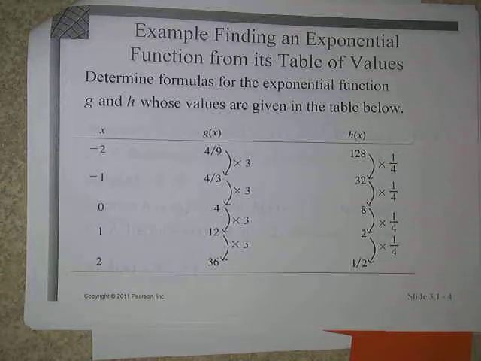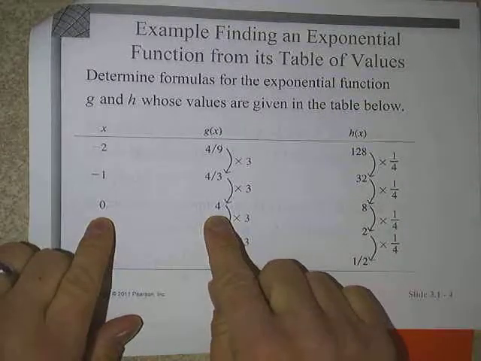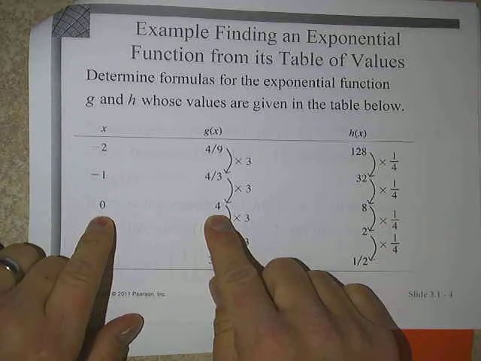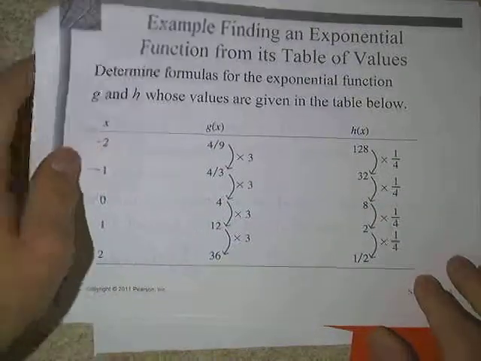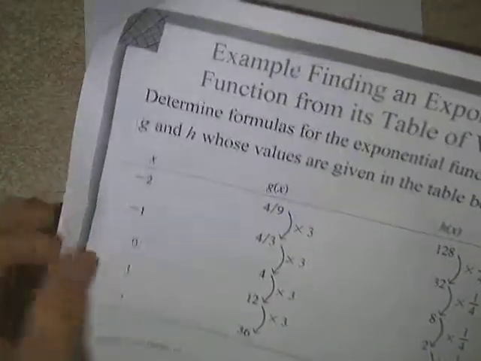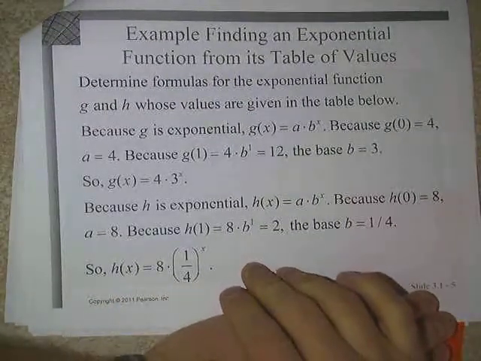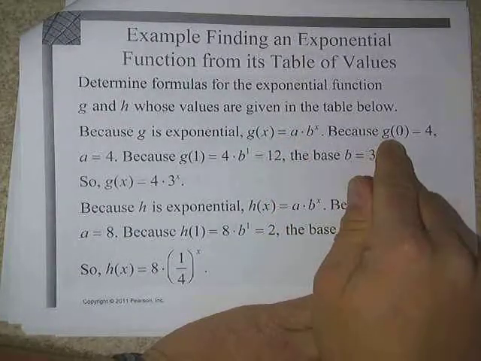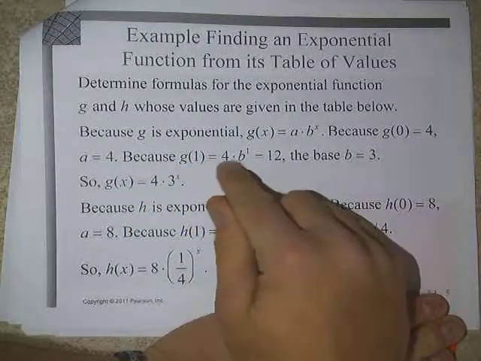So if we recognize that there's a pattern such that the y-coordinates are being multiplied to get from one to another by the same number, it's exponential, and that particular number is our base. Now the other thing that we have here in this chart that we can see is this. We have 0, 4. That's the y-intercept. True? So if that's the y-intercept, then that also tells us what our a value is. Over here it's going to be 0, 8. So we're going to have 8 as our a value in that one. And so ultimately that allows us to find the formulas for g and for h in this case.